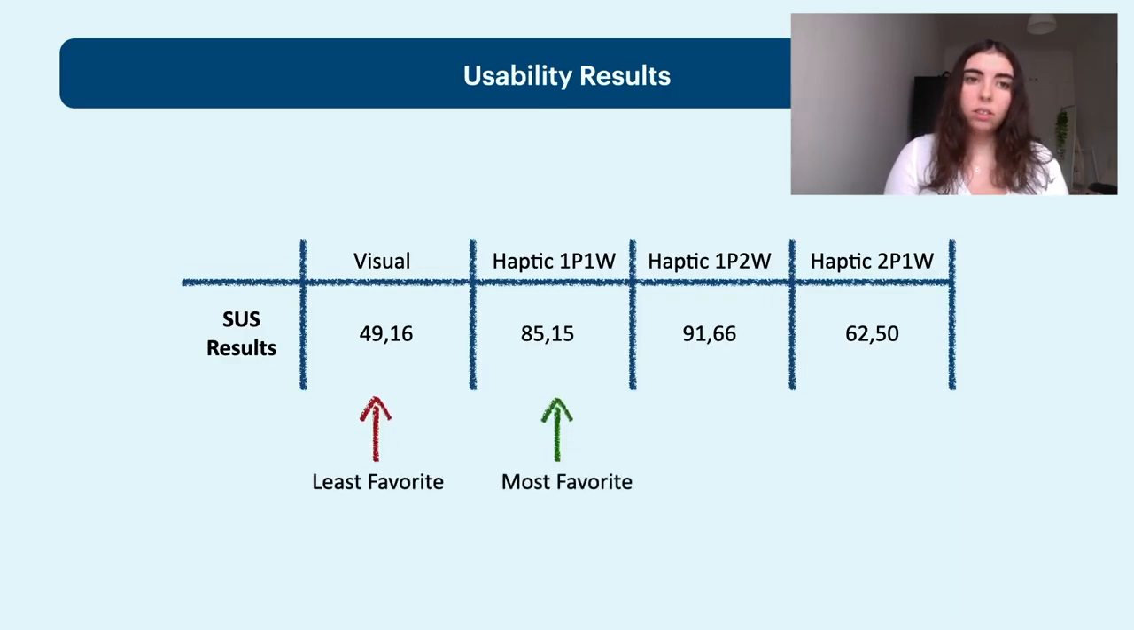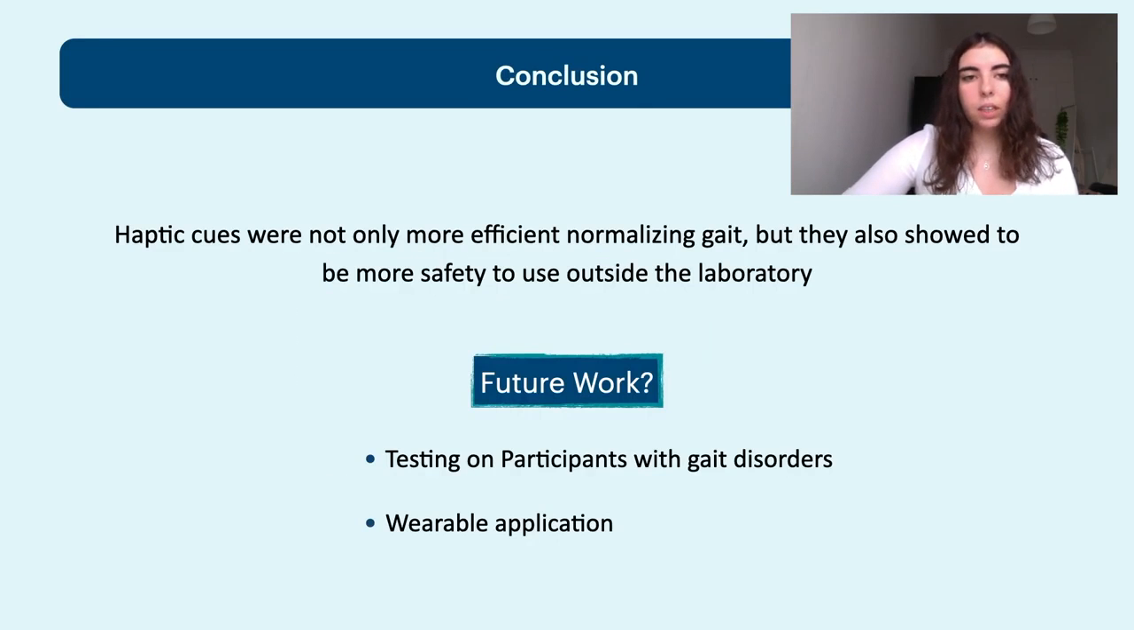In line with this, the results from the SUS show that in terms of usability participants found haptic cues, specifically haptic 1P, 2W, easier to use. When asked about their most and least favorite cue, all participants agreed that visual was the least favorite and haptic 1P, 1W was their most favorite.